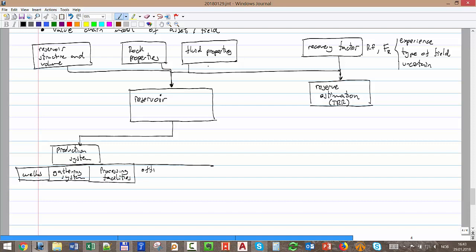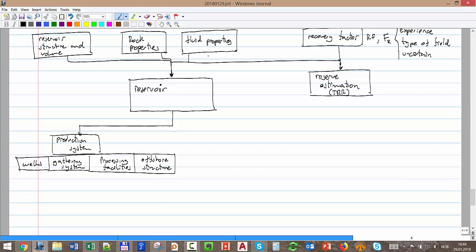And then comes the offshore structure. We are going to have a separate lecture on that, but basically it is defining what is the best structure that I can use to develop my field. Is it a platform? Is it an FPSO? Is it a semi-submersible? And there are different things to consider there.